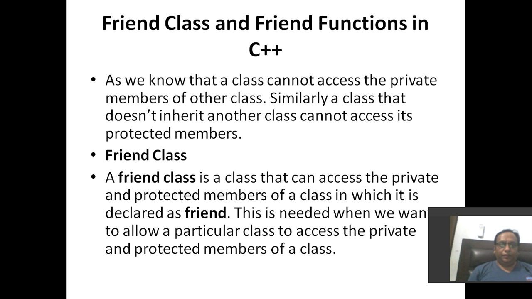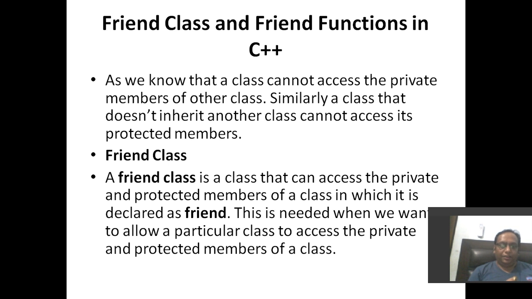As we all know, we have the access specifiers private, public and protected. As you know, private and protected members cannot be inherited or accessed by any other class. So here is one class which we call the friend class. Through a friend class we can access the private and protected members of a class in which it is declared as a friend.